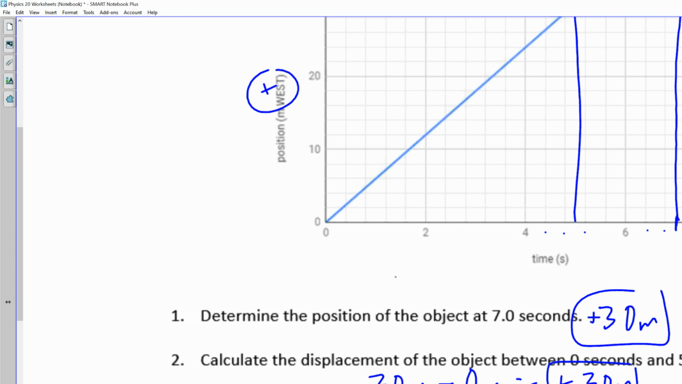What's the average velocity between 0 and 9 seconds? Well, you could draw a line from 0 to 9 seconds and find its slope. Or you can just say displacement divided by time. The displacement between 0 and 9 seconds: at 9 seconds, the position is 30 minus 0, over the time, which is 9 seconds. 30 divided by 9 is 3.33, I think, isn't it?